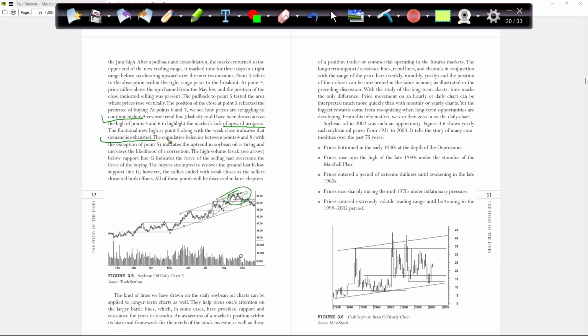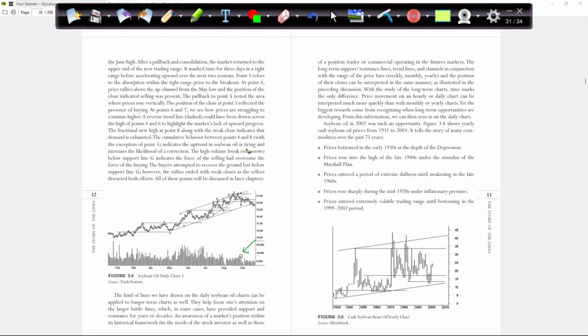Demand is exhausted here, and the cumulative behavior between points 4 and 8, with the exception of point 5, indicates the uptrend in soybean oil is tiring and increases the likelihood of a correction. Okay.